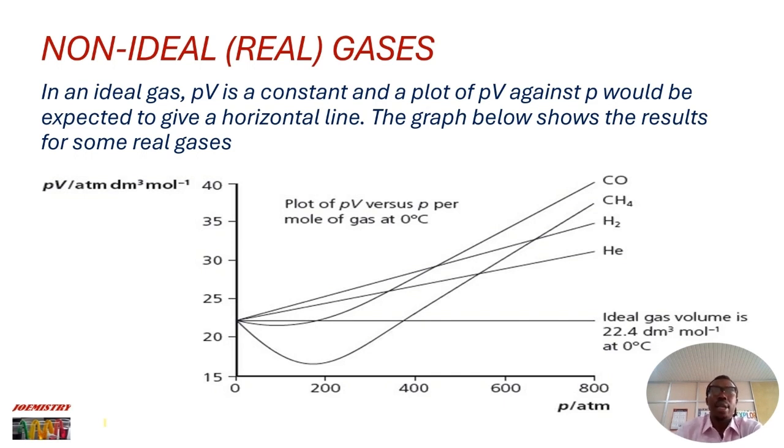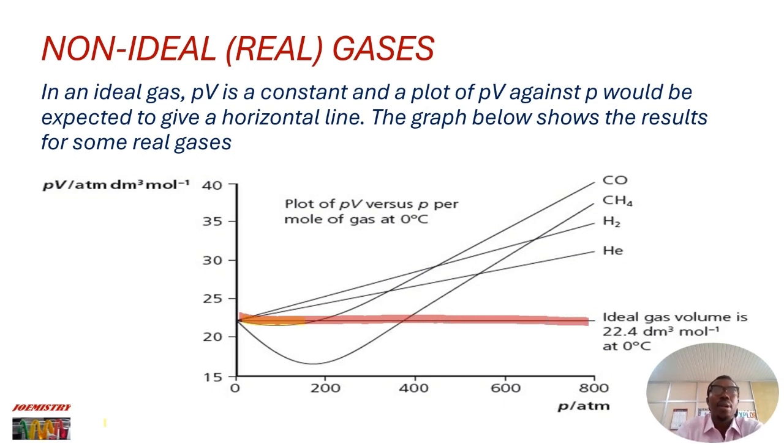Now, if you look at the graph before us, it explains the ideal gas and the real gas and the deviation from the ideal gas. In an ideal gas, PV is a constant, and a plot of PV against P would be expected to give a horizontal line, indicating the ideal gas.